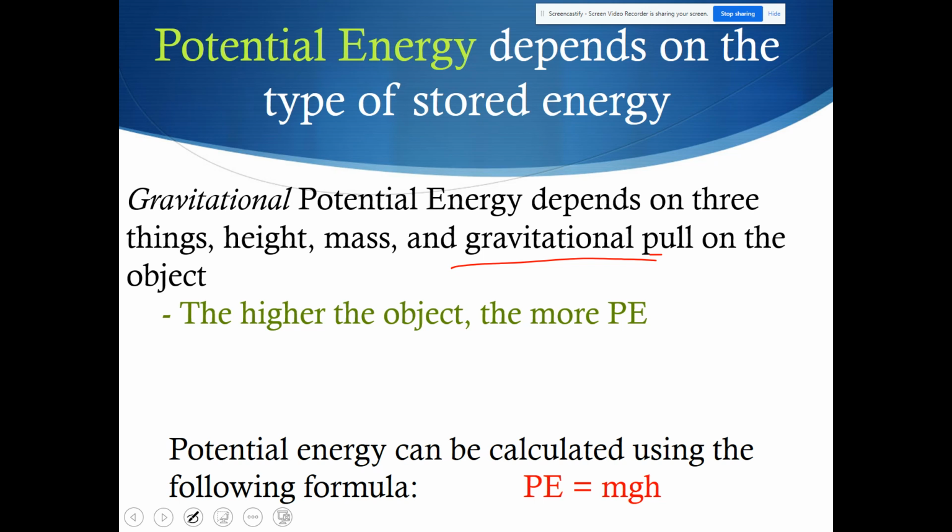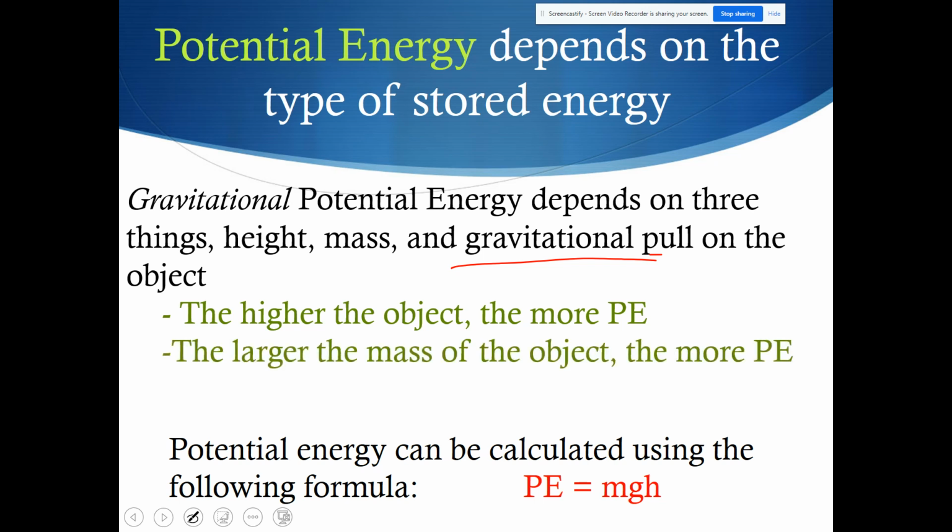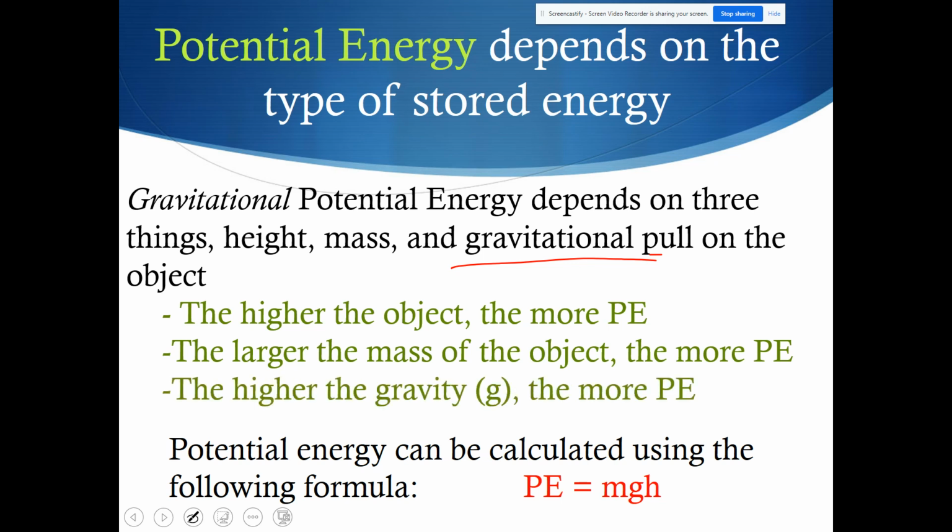The higher the object, the more potential energy we're going to see. The larger the mass of the object, the more potential energy that we're going to see. The higher the gravitational pull, the more potential energy.